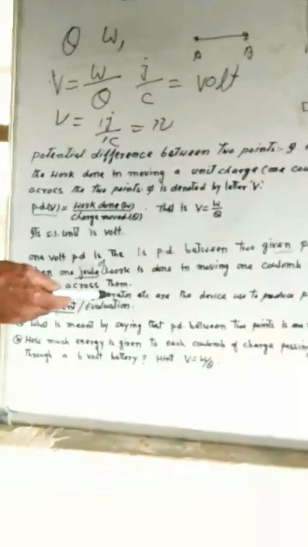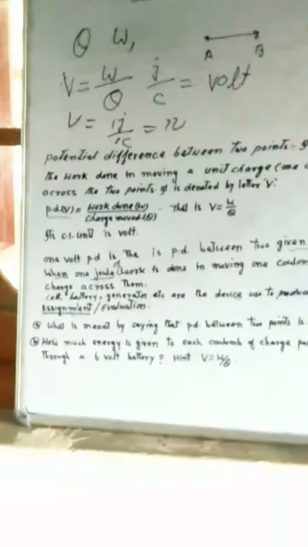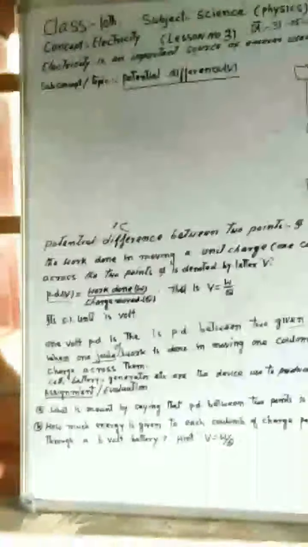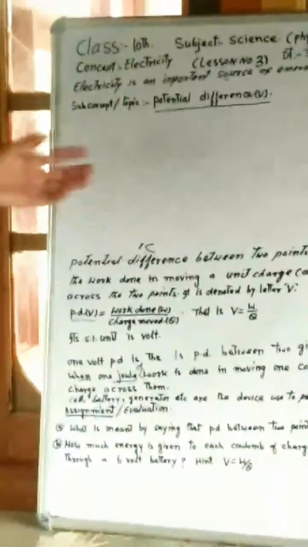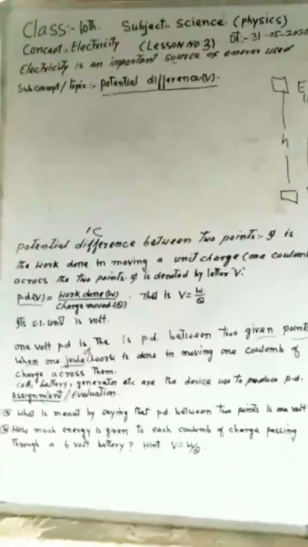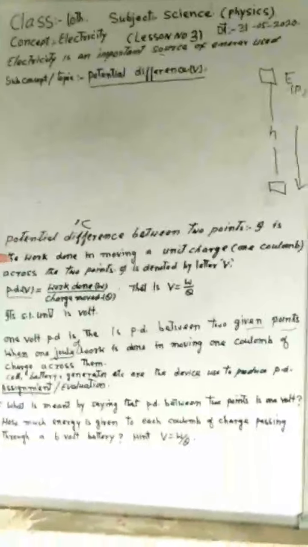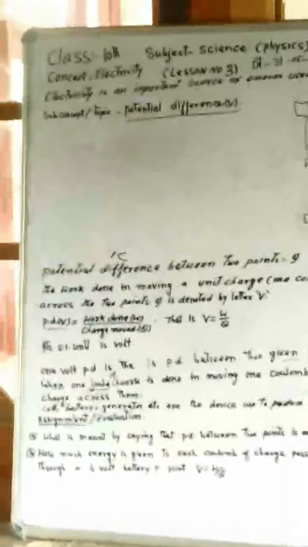Cell, battery, generator, etc. are the devices used to produce potential difference. The easiest way of producing potential difference between any 2 points of a conductor is to connect it with a source or seat of current, that is cell, generator, solar cell, electrochemical cell, whatever type of cell it may be, that will produce potential difference. Thanks.